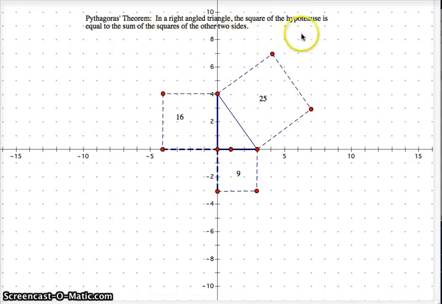The hypotenuse is always the long side. Here's the long side right here, and then the other two sides are this side and this side. If I square this side, 1, 2, 3, 4 squared, it's 16. Likewise, 1, 2, 3 squared is 9. Add 9 plus 16, you get 25. That's essentially what the theorem talks about.